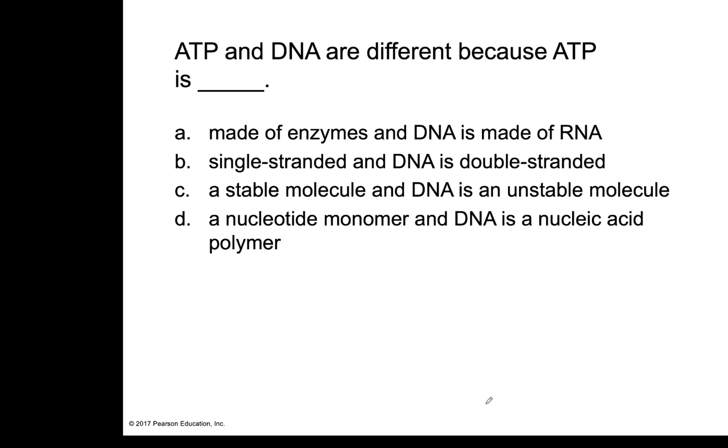ATP and DNA are different because ATP is a monomer. ATP works independently from DNA. ATP has a chemical structure which belongs to nucleic acid, but it works as an energy molecule. Its chemical structure belongs to the nucleic acid category of macromolecule. So ATP is a monomer and DNA is a nucleic acid polymer.